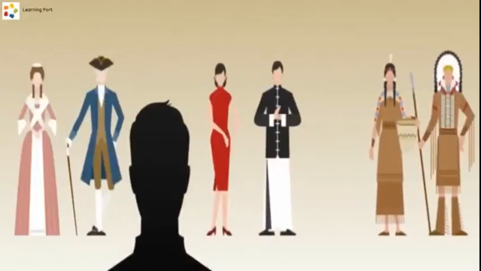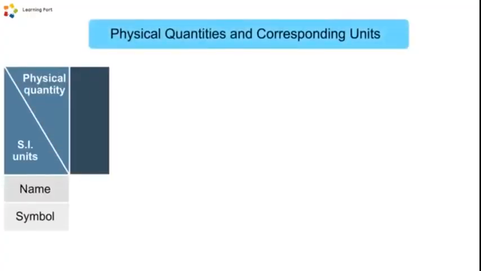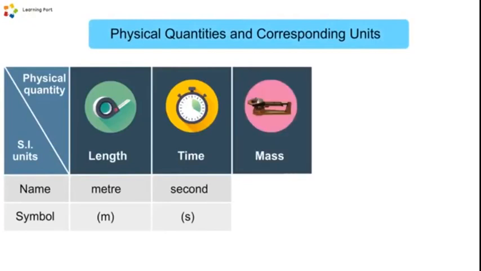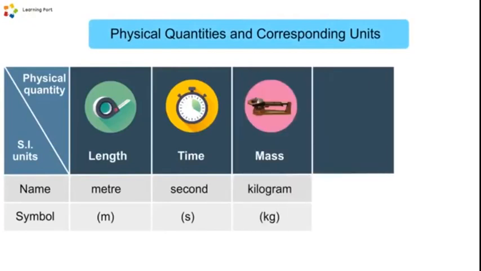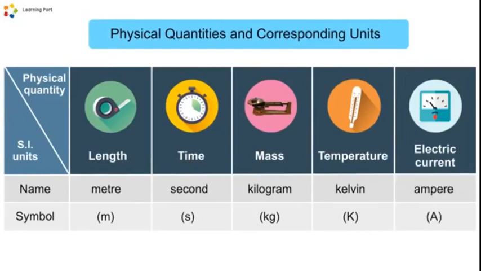In 1960, a standard set of units called International System of Units, or SI units, was introduced to facilitate international relations and communications. The SI unit of length is meter, time is seconds, mass is kilogram, temperature is Kelvin, and electric current is ampere.